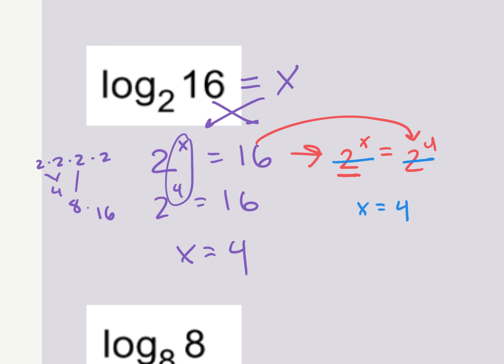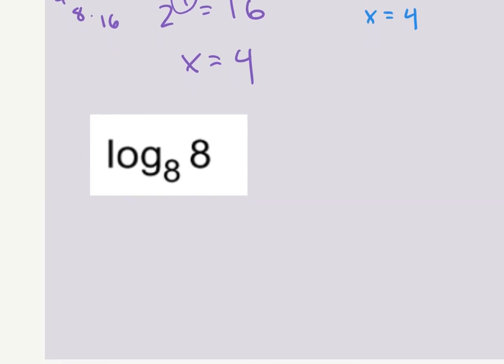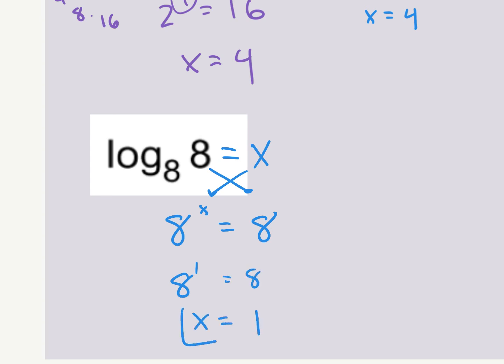All right, let's do the one right below. So log base 8 of 8, it's going to be equal to some number x. So what do I need to do first here? Put in exponential form. So what's my base? What's the exponent? X is equal to 8. So 8 to what power is equal to 8? 8 to the power of 1. So what would x be equal to? 1. Perfect.